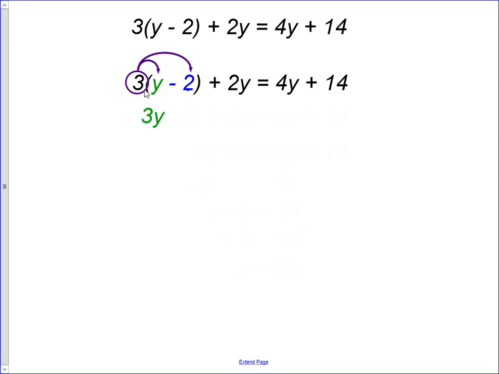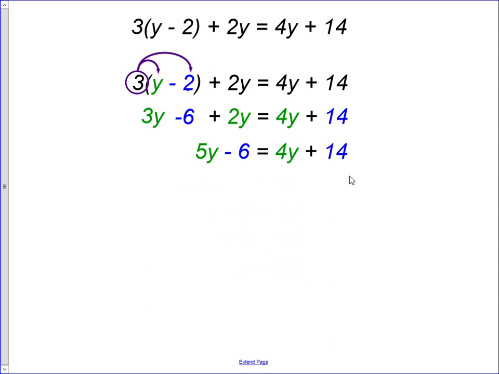So let's take a look at what that looks like. We're going to end up with 3 times y is 3y, 3 times negative 2 is negative 6, and then we're just going to bring down the rest of the equation that we haven't used. You can see here that I've color-coded the like terms. That just helps me as I work my way through this. The next thing we're going to do is combine like terms. I see on this side of the equation I have a positive 3y here and a positive 2y here. I can combine those for a sum of 5y. Now I have 5y minus 6 is equal to 4y plus 14.